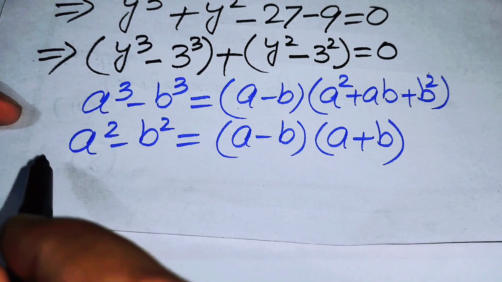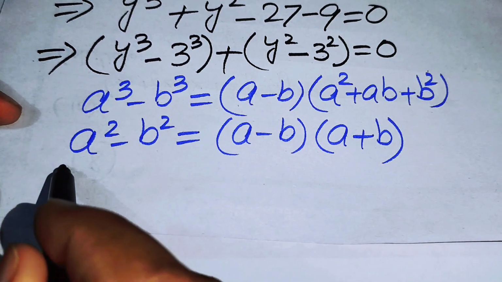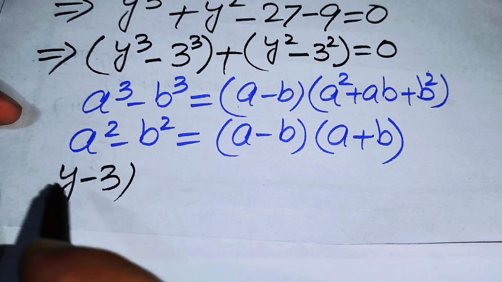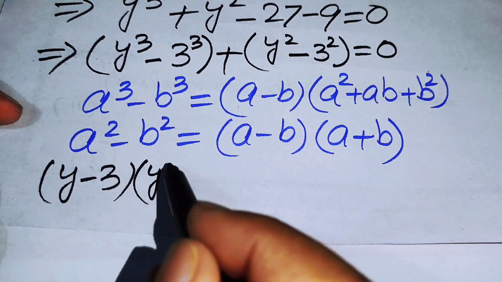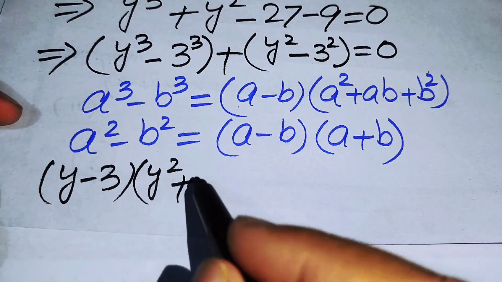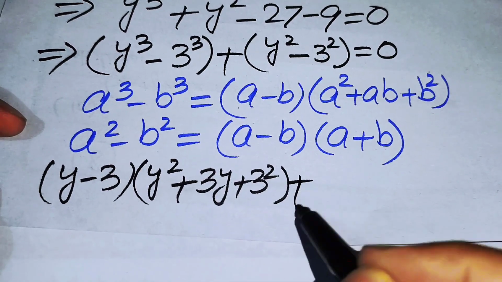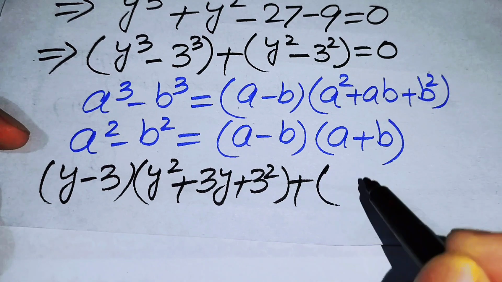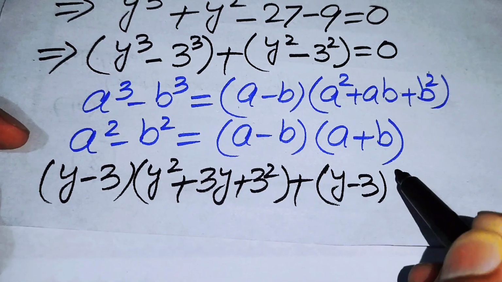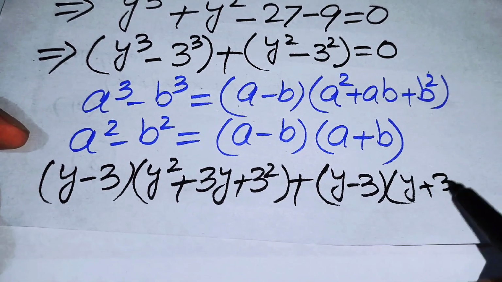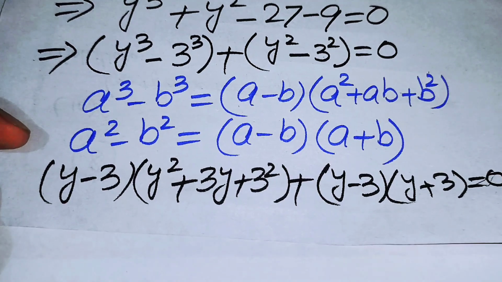First I will apply the cubic formula. So this expression will become in the form of y minus 3 times of y square plus 3y plus 3 square, plus here you have y square minus 3 square, and it is equal to y minus 3 times of y plus 3 is equal to 0.